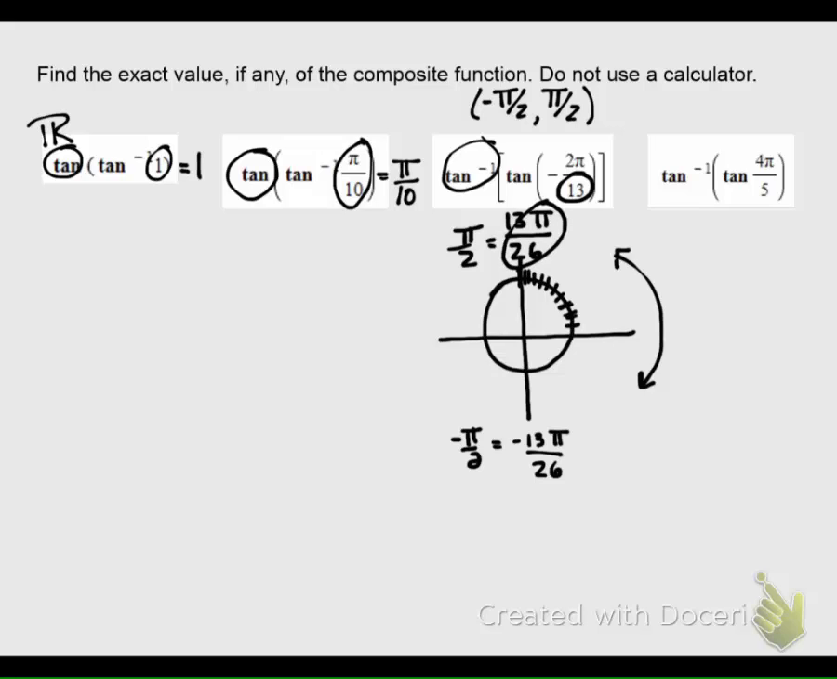It's a lot. And then 2 pi over 13, if you were to switch that to a denominator 26, you need 4 of them. And definitely, you're still in the correct interval. So this one is still negative 2 pi over 13.